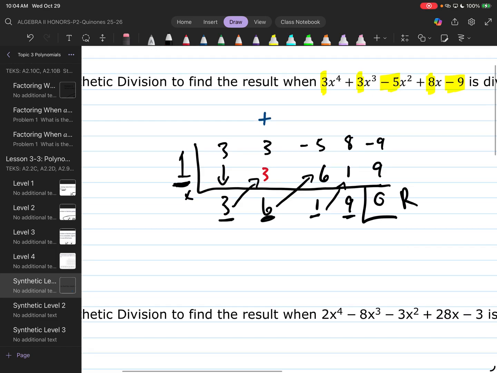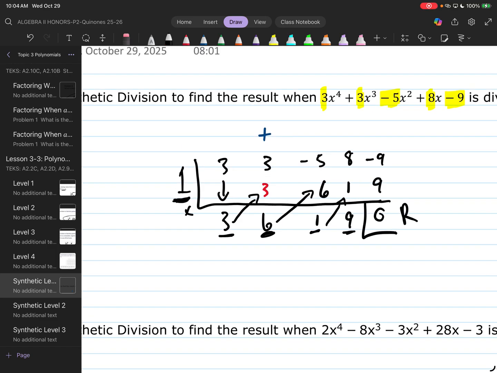So, in order for us to write this correctly, we need to understand that when we are dividing polynomials, our answer will always be 1 less than the leading term in our dividend, right? Meaning we need 1 less than x to the 4 power, which would be what? X to the 3 power, right? So here we go. My answer is 3x to the 3 plus 6x squared plus x plus 9.